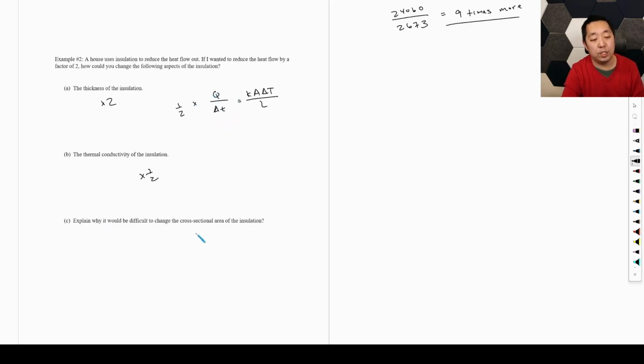Explain why it would be difficult to change the cross-sectional area of the insulation. Well, it's a wall, right? That would change the size of the house. That can't change the size of the wall.